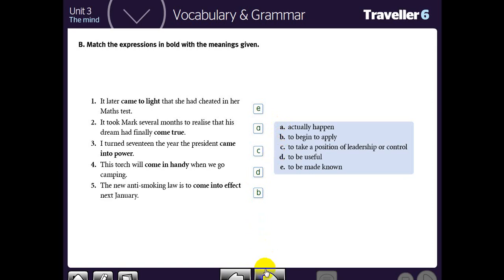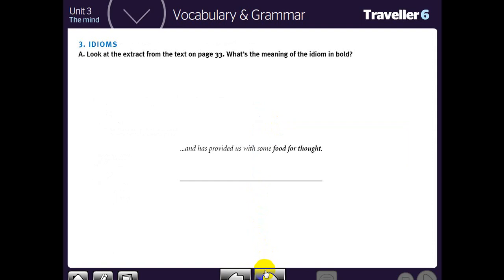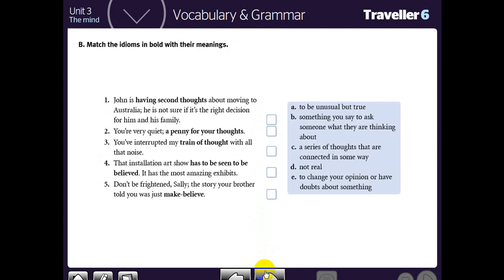Go ahead to the next exercise, which is idioms. Having second thoughts means having to change his mind. Which one is more appropriate to the idiom having second thoughts? Which one means to change your opinion? Yeah, E.